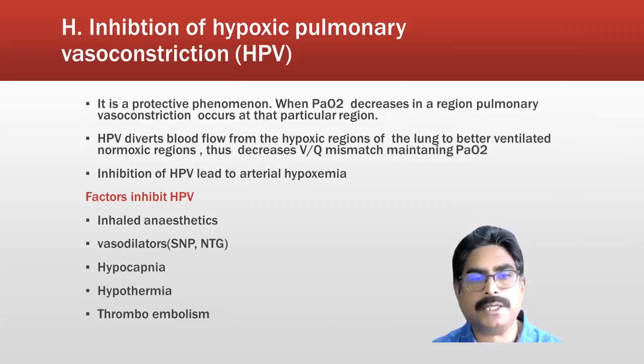It is inhibited in the case of inhalation anesthetics. All inhalation anesthetics suppress hypoxic pulmonary vasoconstriction, and vasodilators like sodium nitroprusside and nitroglycerin dilate the blood vessels in the unventilated alveoli. So it is wasted perfusion. And hypocapnia, hypothermia, and thromboembolism all inhibit hypoxic pulmonary vasoconstriction.